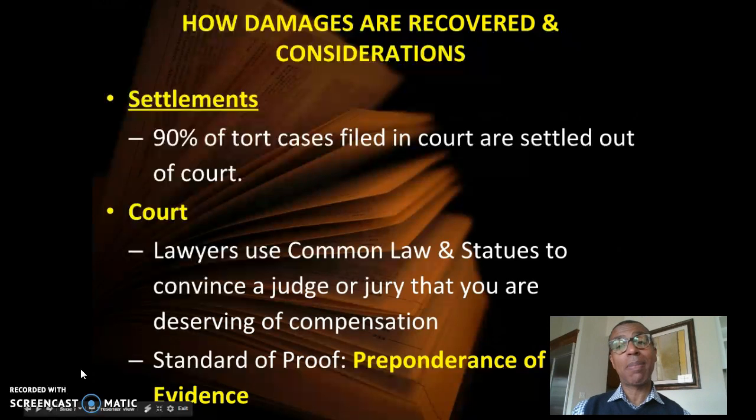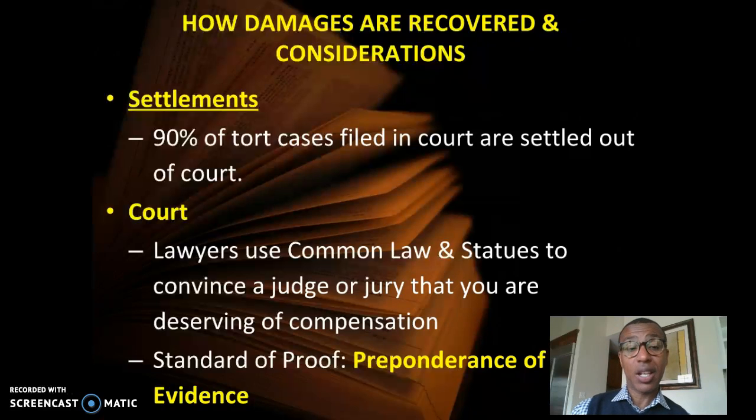Welcome back. I'm so happy that you have finished your first assignment as it relates to civil law and tort law. The next thing we need to talk about is how damages are recovered and considerations. 90% of tort cases filed in court are settled outside of the court. That means the two parties come together, they compromise, they negotiate, they work together to settle and come to an agreement before it reaches the courtroom. And that's a staggering number. Only 10% of cases actually get tried in court.